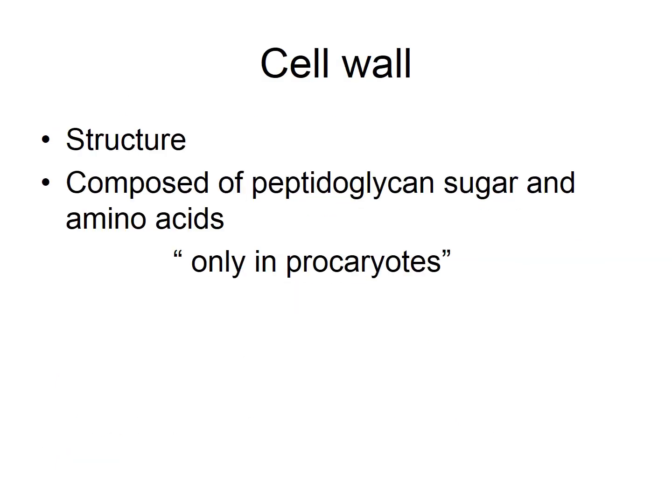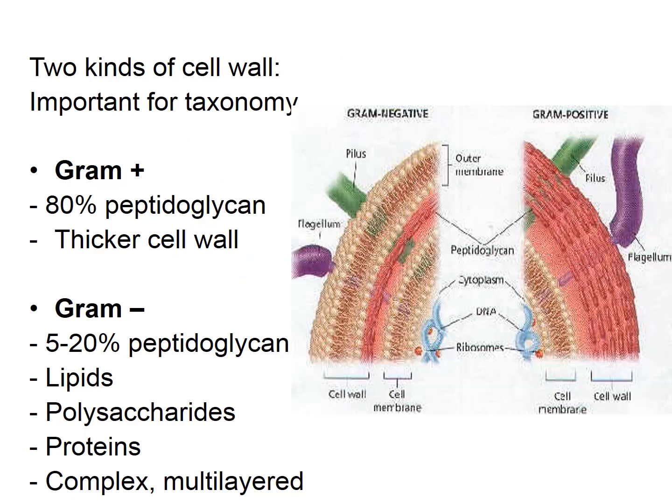The cell wall in prokaryotes is composed of peptidoglycan sugar layers and amino acids, and it is found only in prokaryotes. The cell wall is a little different from that in fungi, in eukaryotic cells. If we look closely at bacteria, we can differentiate between two groups, the gram-positive and the gram-negative. Gram-positive has a thicker peptidoglycan layer, about 80% peptidoglycan, while gram-negative has only 5 to 20% of those layers, so it has thin layers.